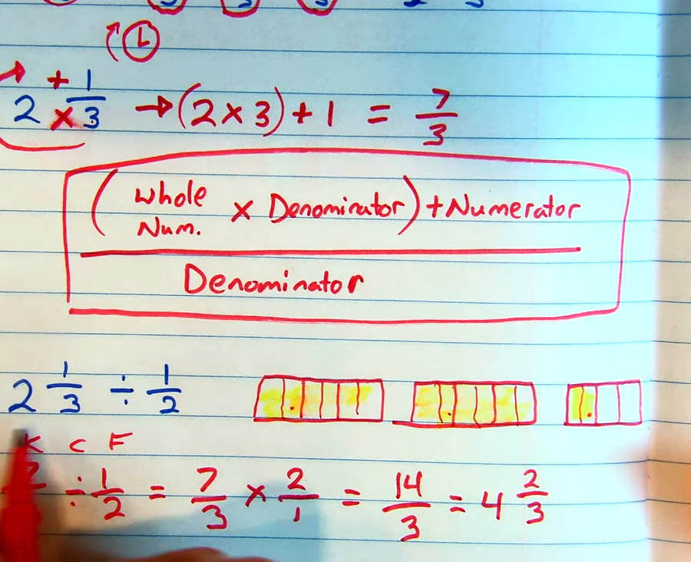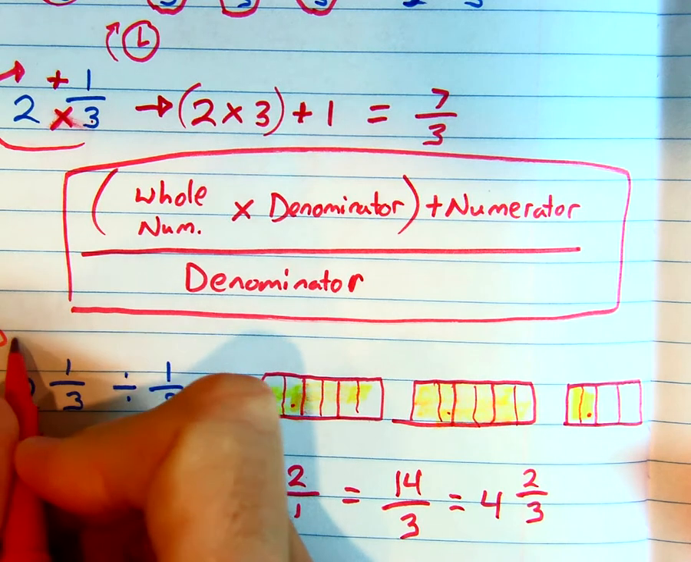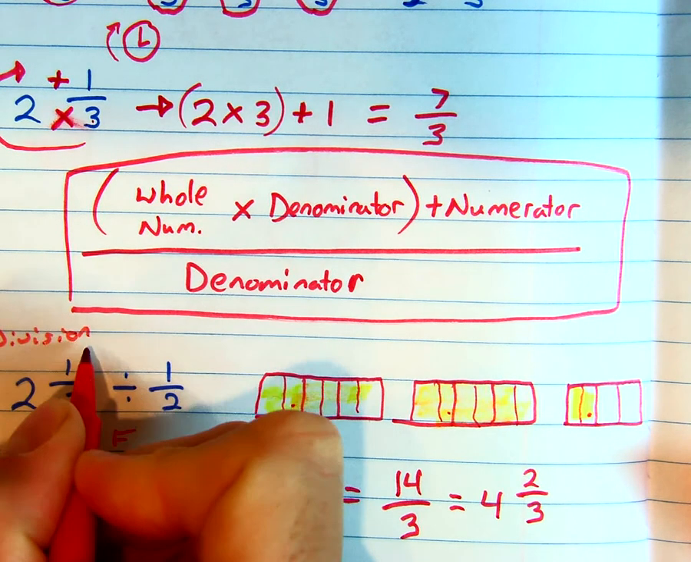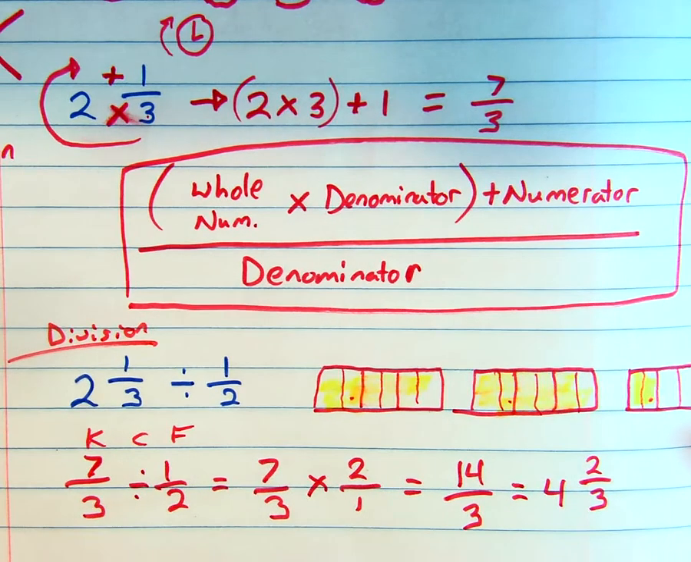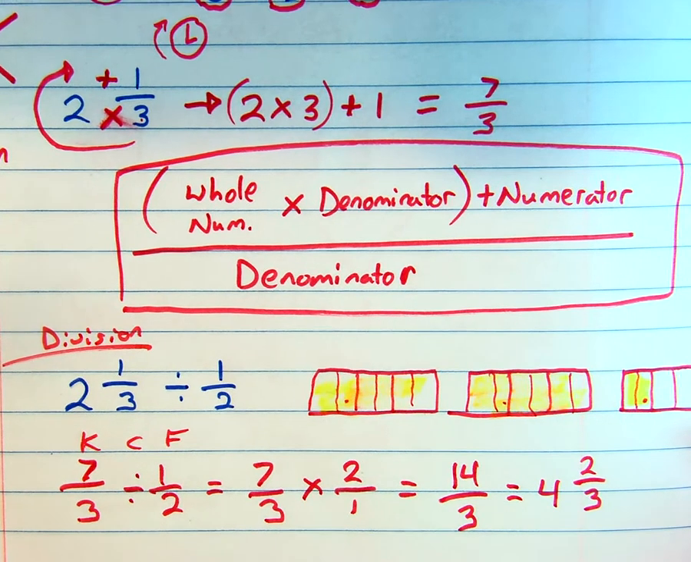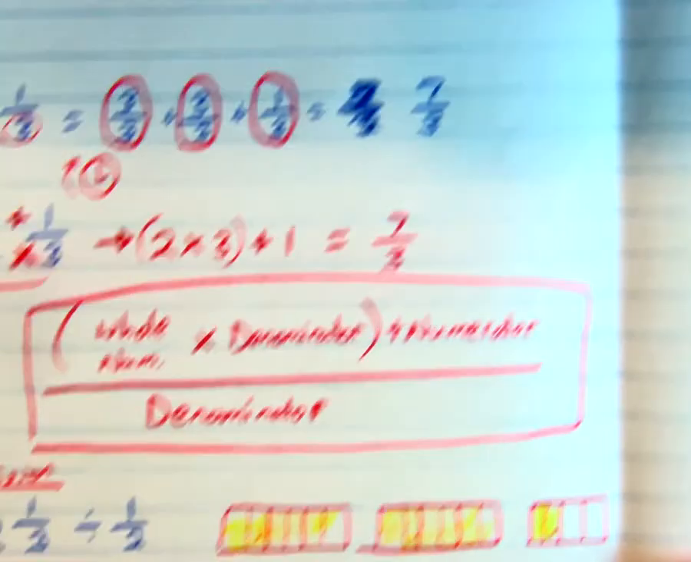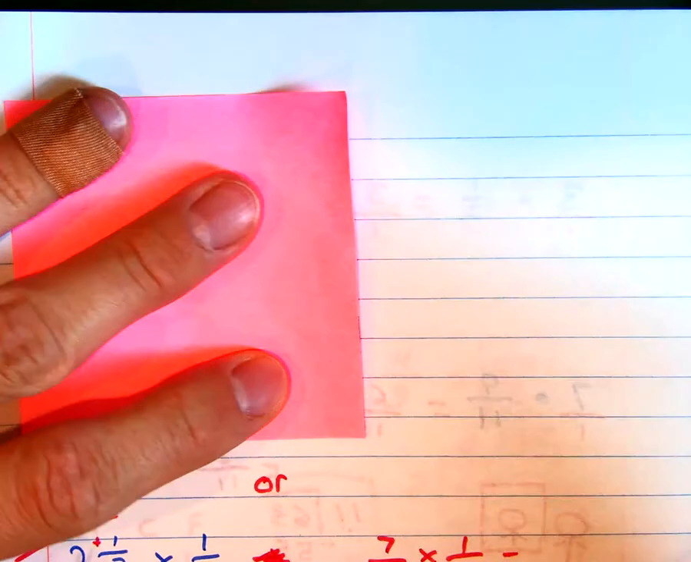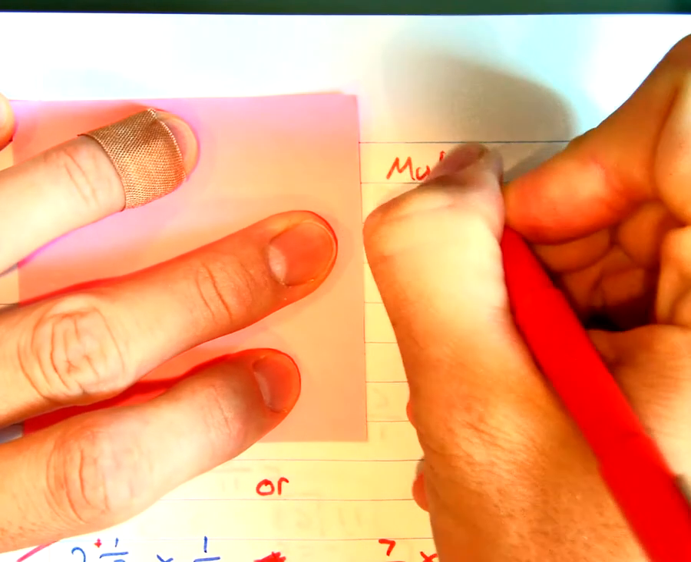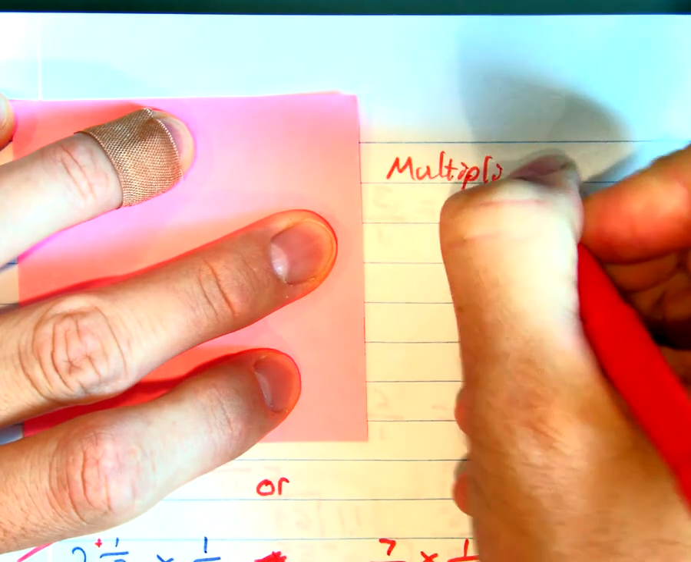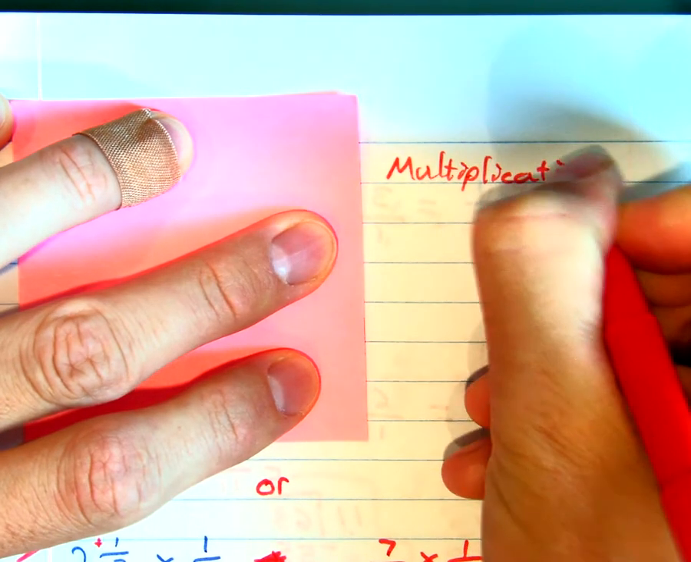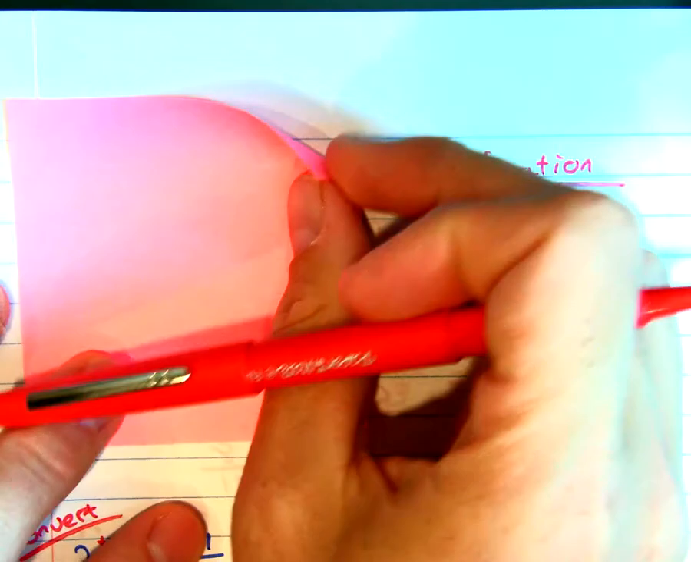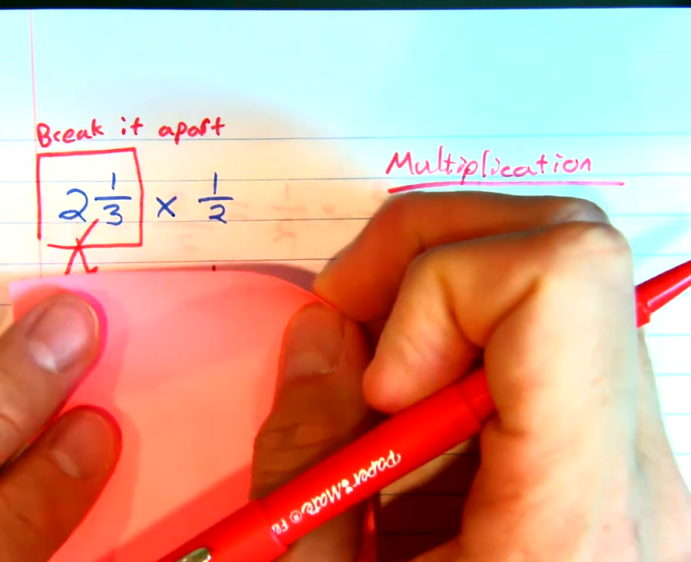That was division. Let's take a look at multiplication. And multiplication has a couple of options. So multiplication, the first option I'm going to show you is breaking it apart.